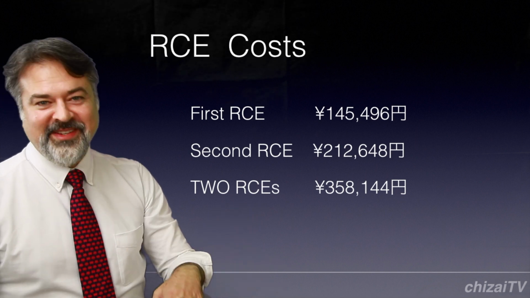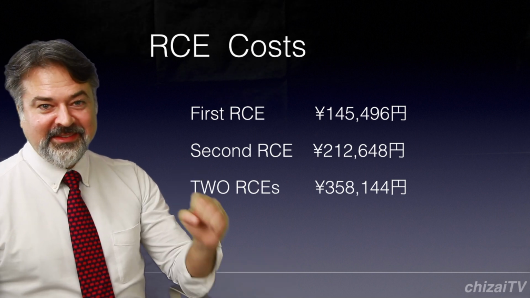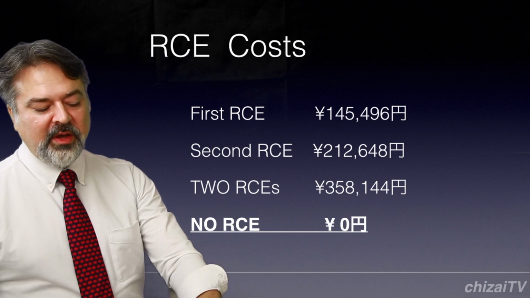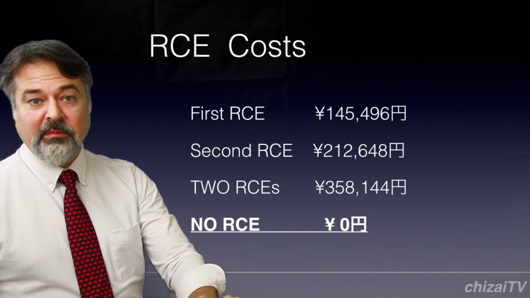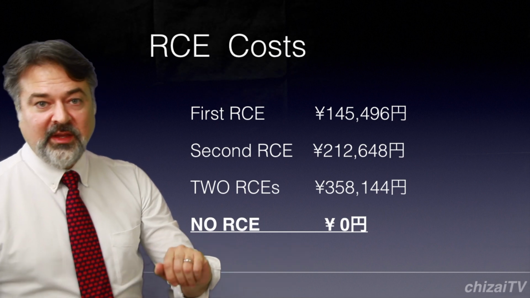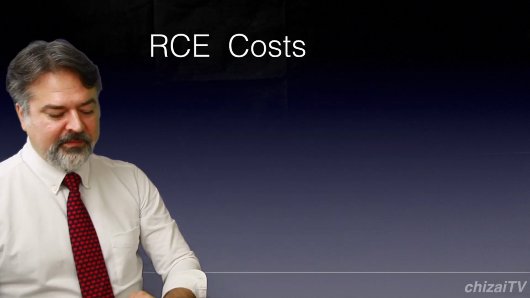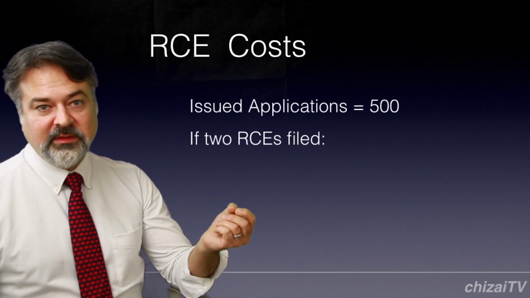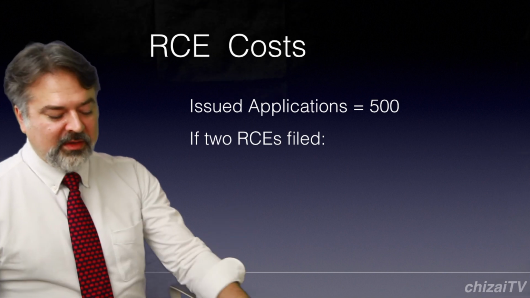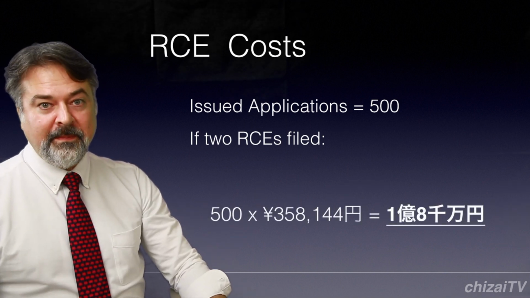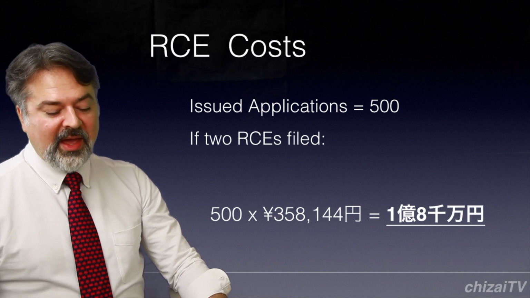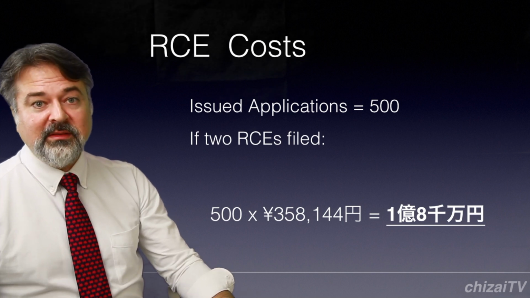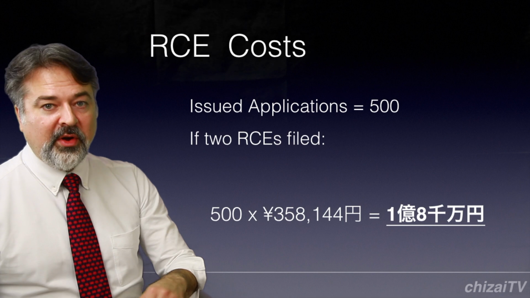And if you file no RCE, if you avoid it entirely, it's 0 yen. You don't pay anything. So I think you can see that if we can avoid a first RCE or a second or both, we can significantly reduce the cost in our applications. So let's imagine your company has 500 applications that have 2 RCEs filed. The cost for that will be 1億8000万円. So you can see that just filing 2 RCEs in 500 of your applications can be very expensive. And this is an avoidable cost.